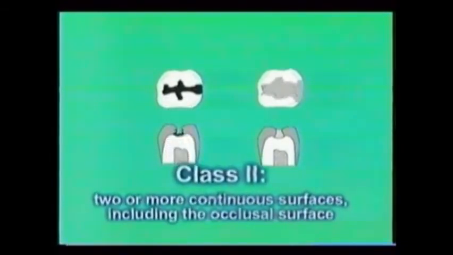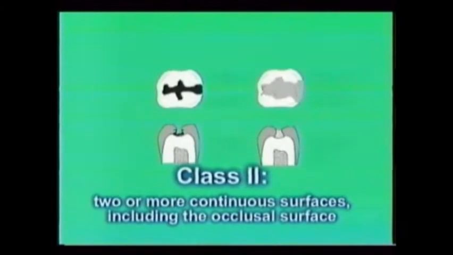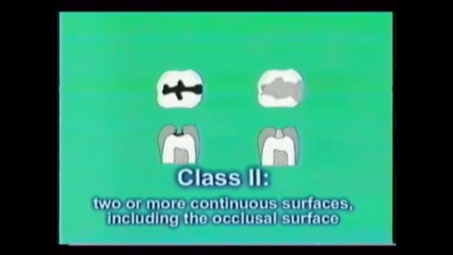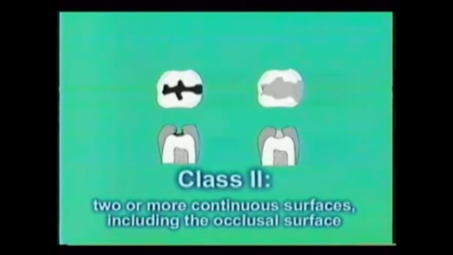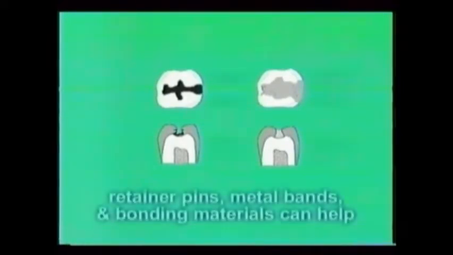A Class 2 filling covers 2 or more continuous surfaces of a back tooth, one of which is also the occlusal surface. The engineering the doctor places in the tooth is very specific to a Class 2 filling. It's more complex and may require retainer pins and usually the use of a metal matrix band to help hold it all in place as it sets.